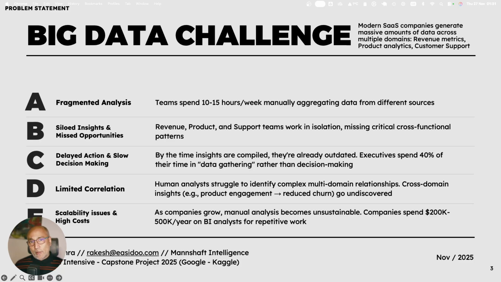And here's the real cost. Companies spend $200,000 to $500,000 every year on BI analysts doing repetitive work. Cross-domain insights, like noticing that product engagement drops lead to churn spikes, go completely undiscovered. This is the problem Mannshaft Intelligence solves.